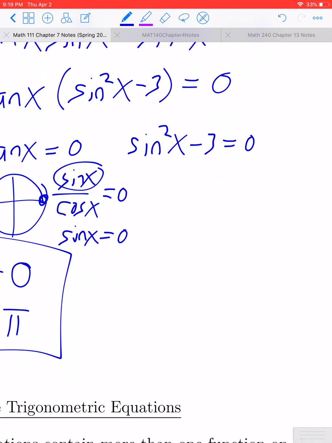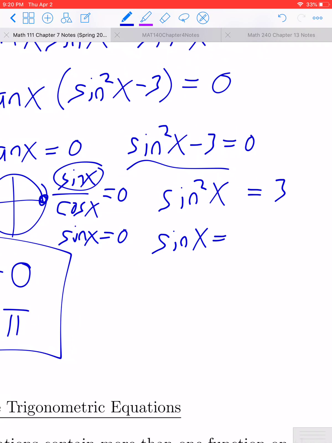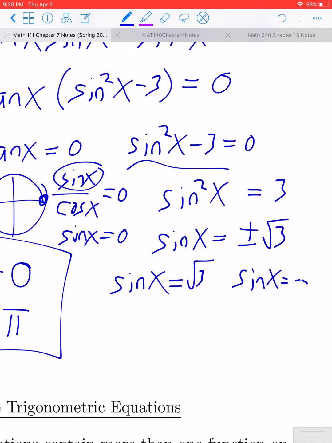Let's now look at the second piece. We want to isolate the sine. This, as a subpiece, is a trigonometric equation in the variable sine of x. We can get the sine squared term by itself by adding 3 to both sides. We can now go ahead and take the square root of both sides. And so we get the sine of x is going to be equal to either plus or minus the square root of 3. So we would need to know, where is the sine of x equal to positive radical 3? And where is the sine of x equal to negative radical 3?